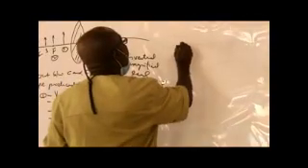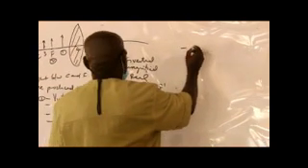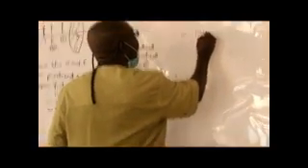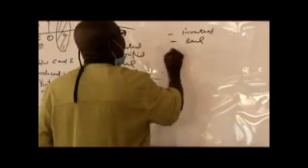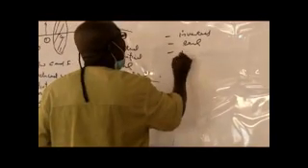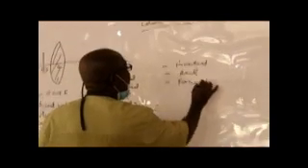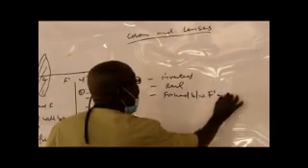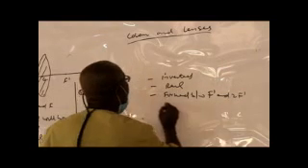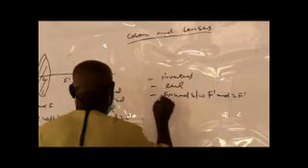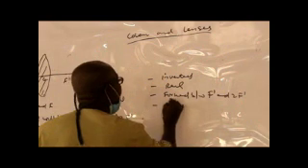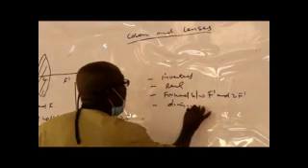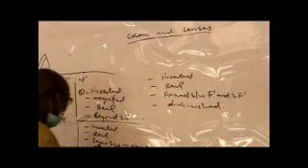Beyond 2F, the image will be inverted, real, formed between F prime and 2F prime, diminished.